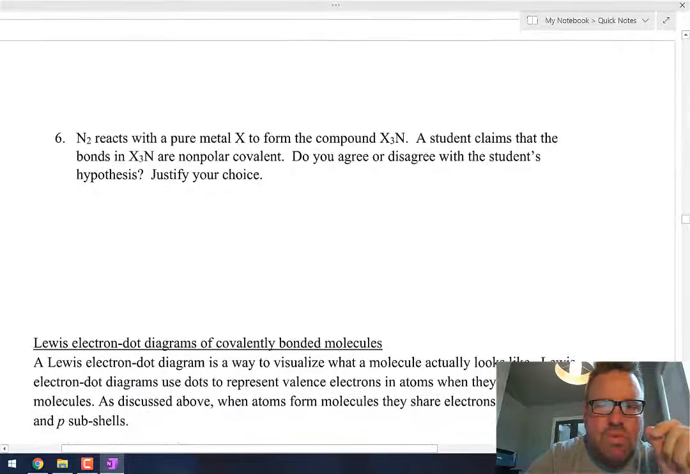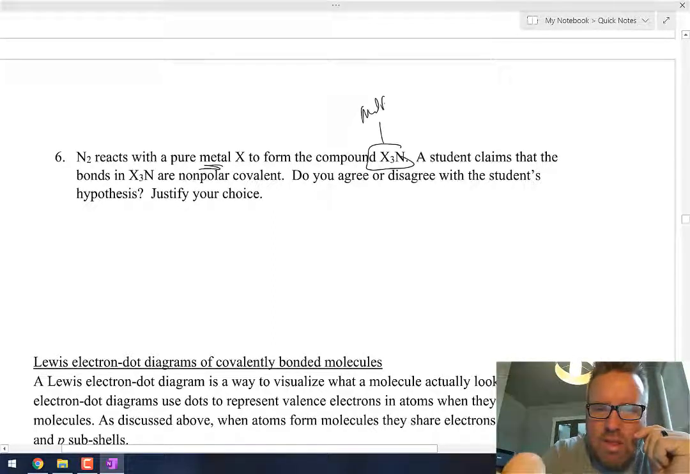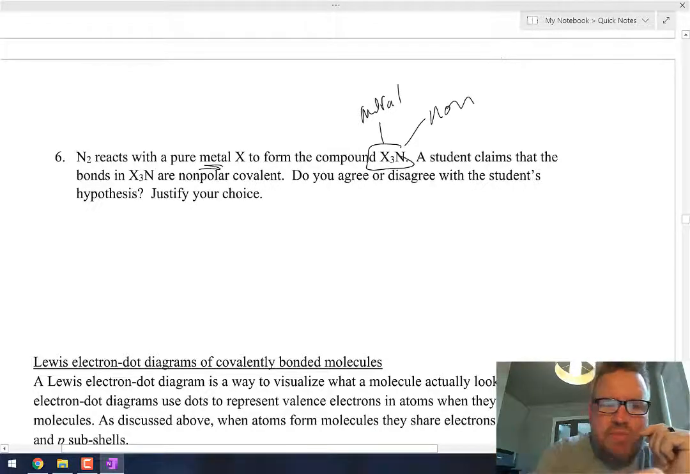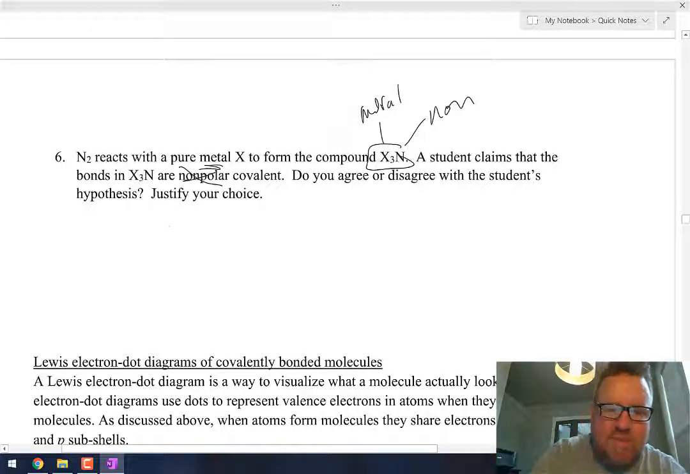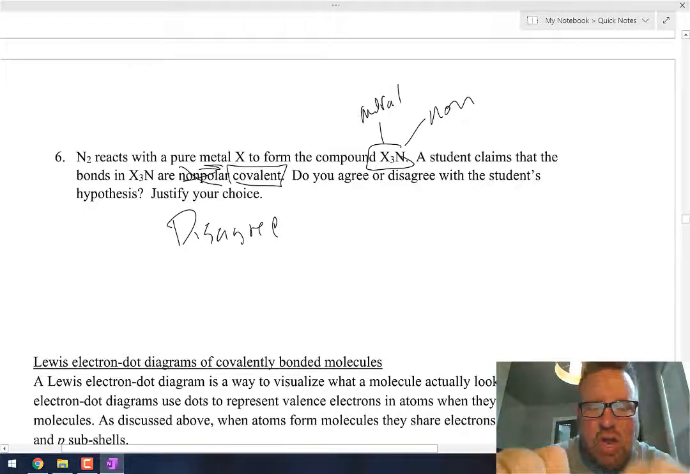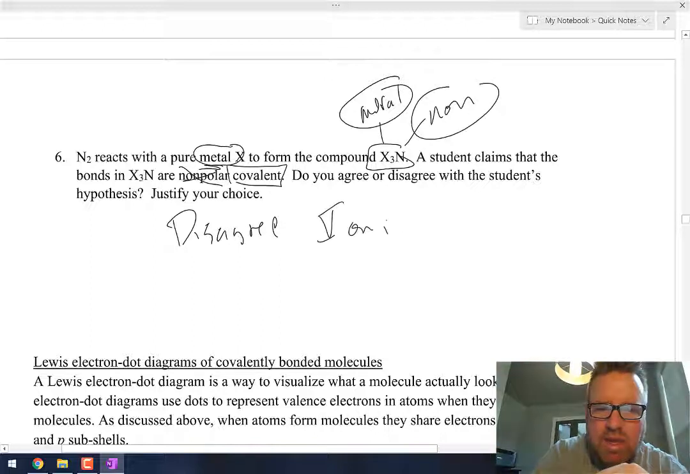Okay, and then our last one, N2 reacts with pure metal X to form X3N. So we've got a metal and a non-metal. The student claims that the bonds in X3N are non-polar covalent. Forget about non-polar, we haven't learned that term yet. Do you agree or disagree with the student's hypothesis? Absolutely, I disagree. Okay, and why? Because they say it's covalent, and covalent is all non-metals. And this contains a metal. It tells you a metal with a non-metal. It has to be ionic.